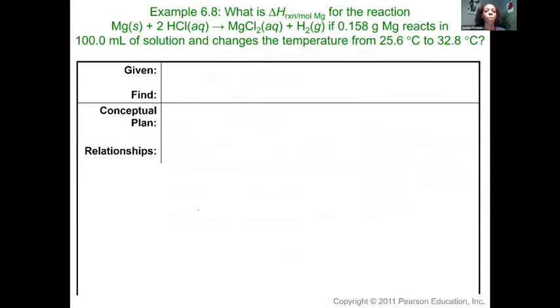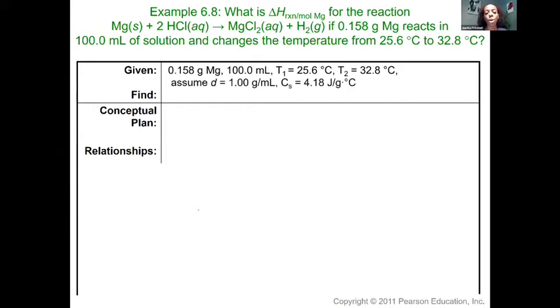Okay, so let's get started. It says, what is the enthalpy of the reaction of magnesium plus hydrochloric acid to produce magnesium chloride if 0.158 grams of magnesium reacts with 100 milliliters of solution and changes the temperature from 25.6 degrees Celsius to 32.8 degrees Celsius. So we know we have 0.158 grams of this material, 100 milliliters of solution, and these changes in temperature. We're going to assume the density of this substance is that of water, and also that the specific heat is that of water. Those should be provided in the problem for you.